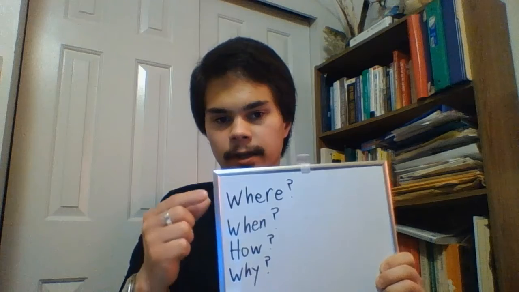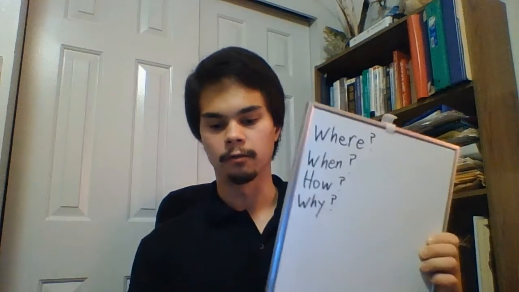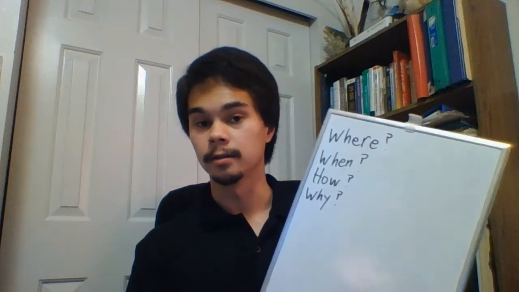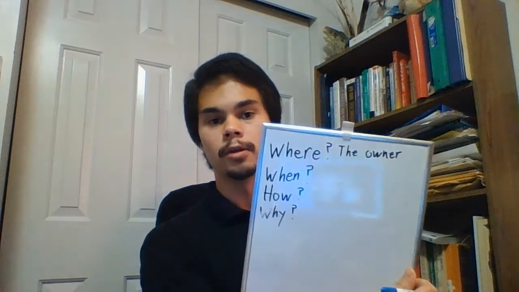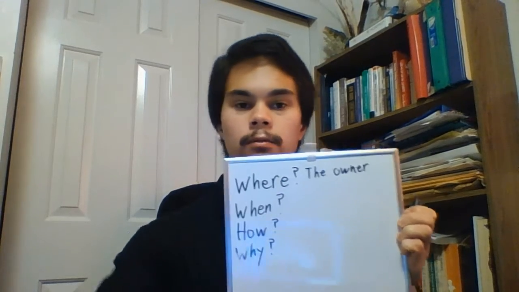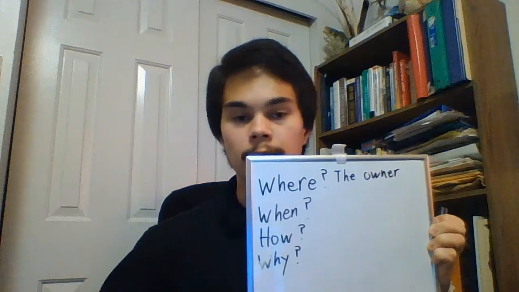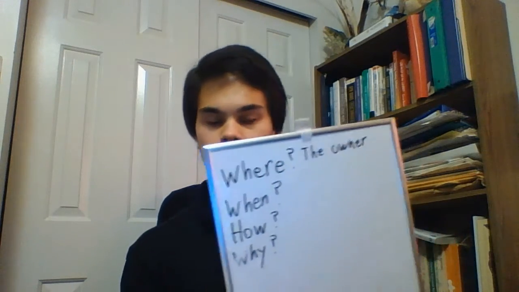So the first question to ask is where. Where did the dog run? And it can be anywhere. I'm going to say that the dog ran to his owner. So I'm just going to write that here so we don't forget. The owner. Okay, now, when did the dog run? Well, let's say maybe in the morning. It could be in the afternoon, evening. I'm going to say morning.